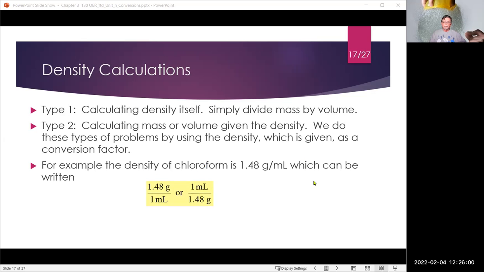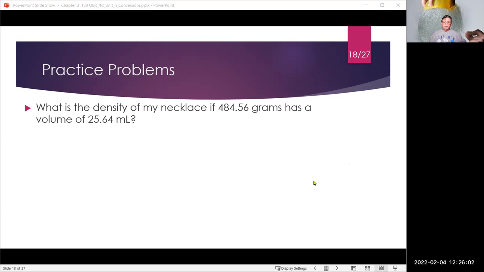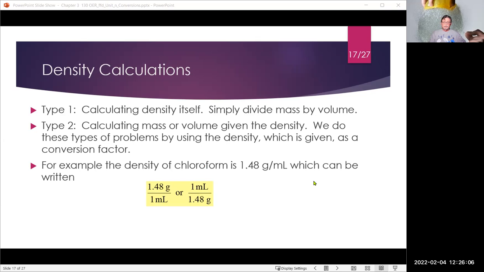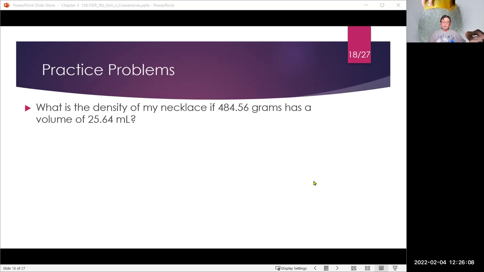All right, so we got chloroform, 1.48 grams per milliliter. We're going to come back to this one and do some examples, but here we're going to do a simple, straightforward calculation of density. Here you have a necklace that has a mass of 484.56 grams, and it has been determined it has a volume of 25.64 milliliters. More likely you'd use the displacement method for that.